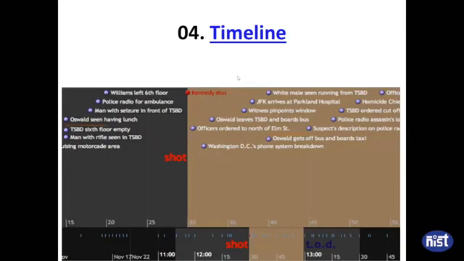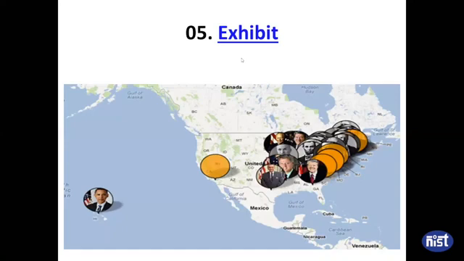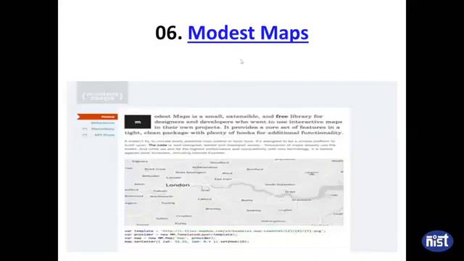So those who are interested in qualitative analysis can go for an interview-based method. You can go for timeline charts. These are exhibits. This is image versus the geographical. You can apply for visualizations. This is a modest map. That is again the geographical locations.